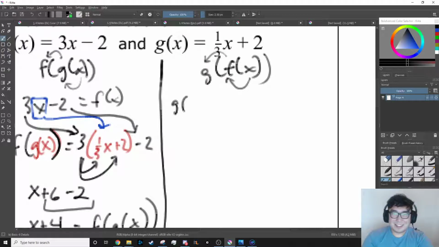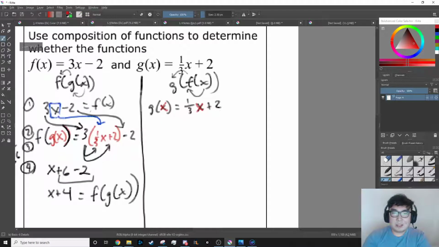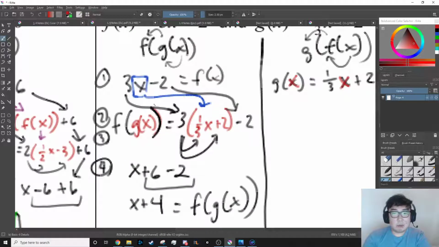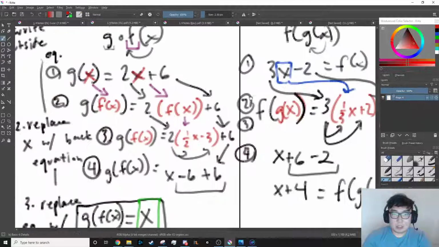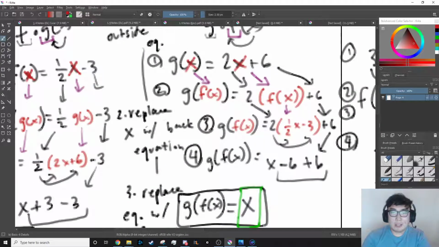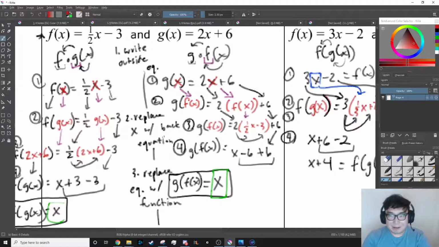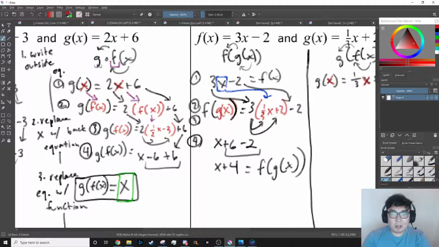G of f of x, g of x is equal to 1/3 x plus 2. And watch, you see here how I skipped a step? I said that I want to do g of x, but I just put in the equation by itself. You're allowed to do that. Step 2 in this part right here is like training wheels. If you need it, you can, but if you really don't, you can skip from 1 through 3 immediately. That's what I did here on accident.